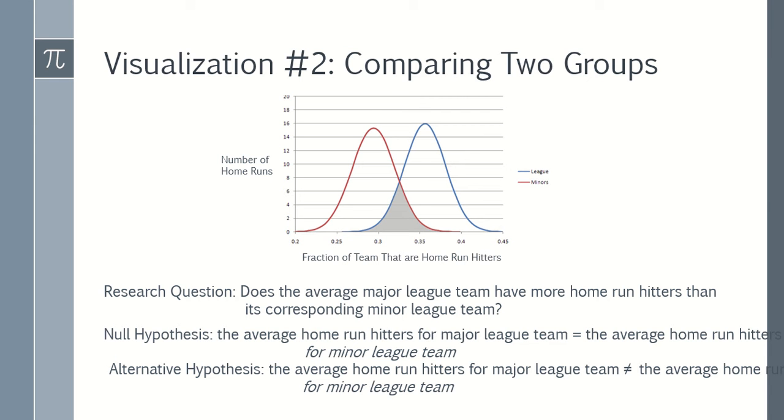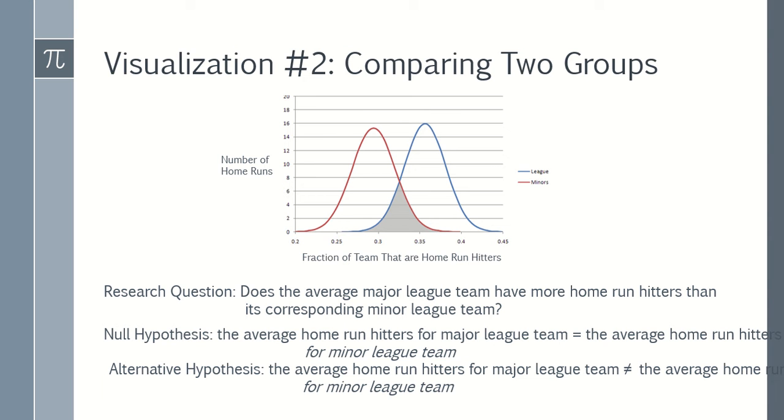Looking at the graph, it does look like the average major league team has more home run hitters than the minor league teams. The mean is higher for major league teams, which is the blue bell curve, and it is more to the right. We cannot answer the research question for sure at this point. We have to perform statistical tests in order to be able to make a decision with more confidence.